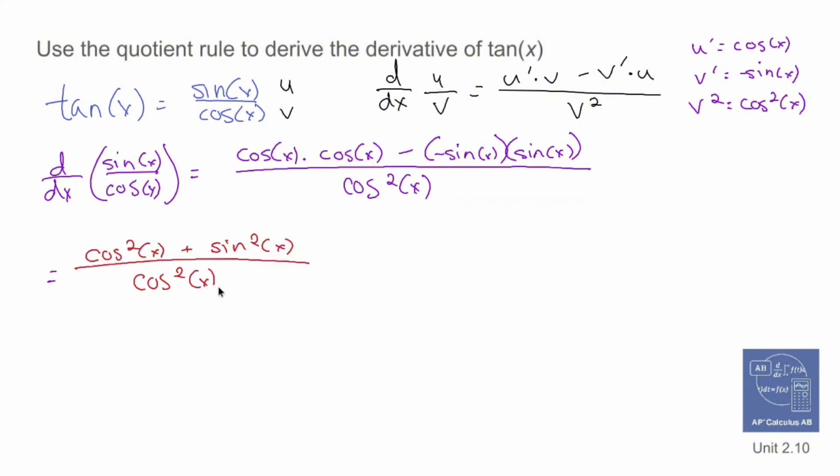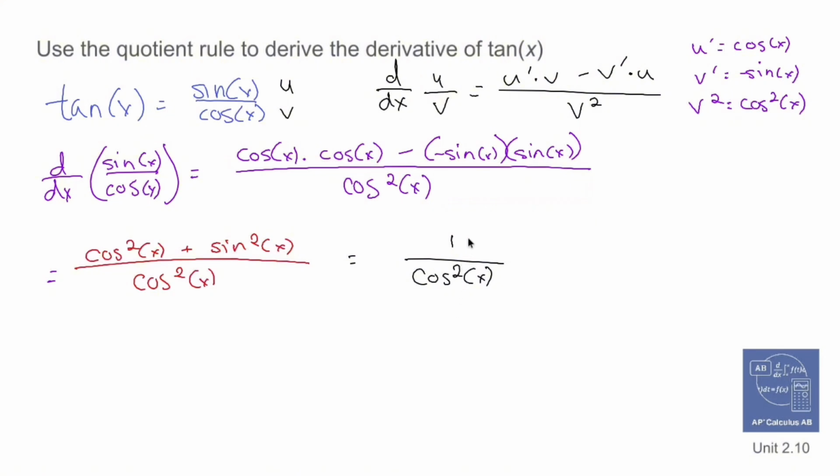Now, I know what you're thinking. Oh, a cos and a cos, they cancel out. No. This is actually what happens. There's a Pythagorean identity that says cos squared x plus sine squared x equals 1. That comes from the unit circle back in pre-calculus, boys and girls. So this whole numerator turns into 1, and that's all over cos squared x.